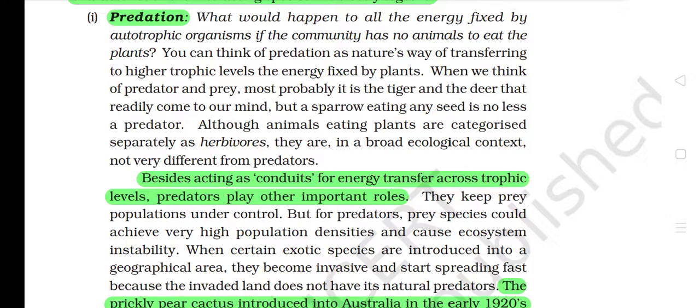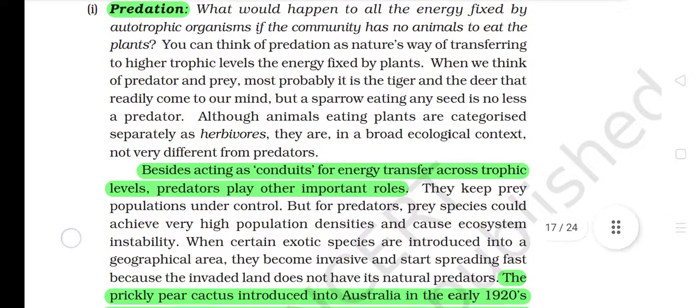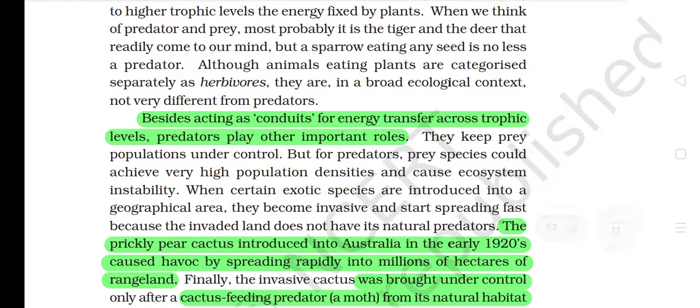But a sparrow eating any seed is no less a predator. Although animals eating plants are categorized separately as herbivores, they are in a broad ecological context not very different from predators. Besides acting as conduits for energy transfer across trophic levels, predators play other important roles.